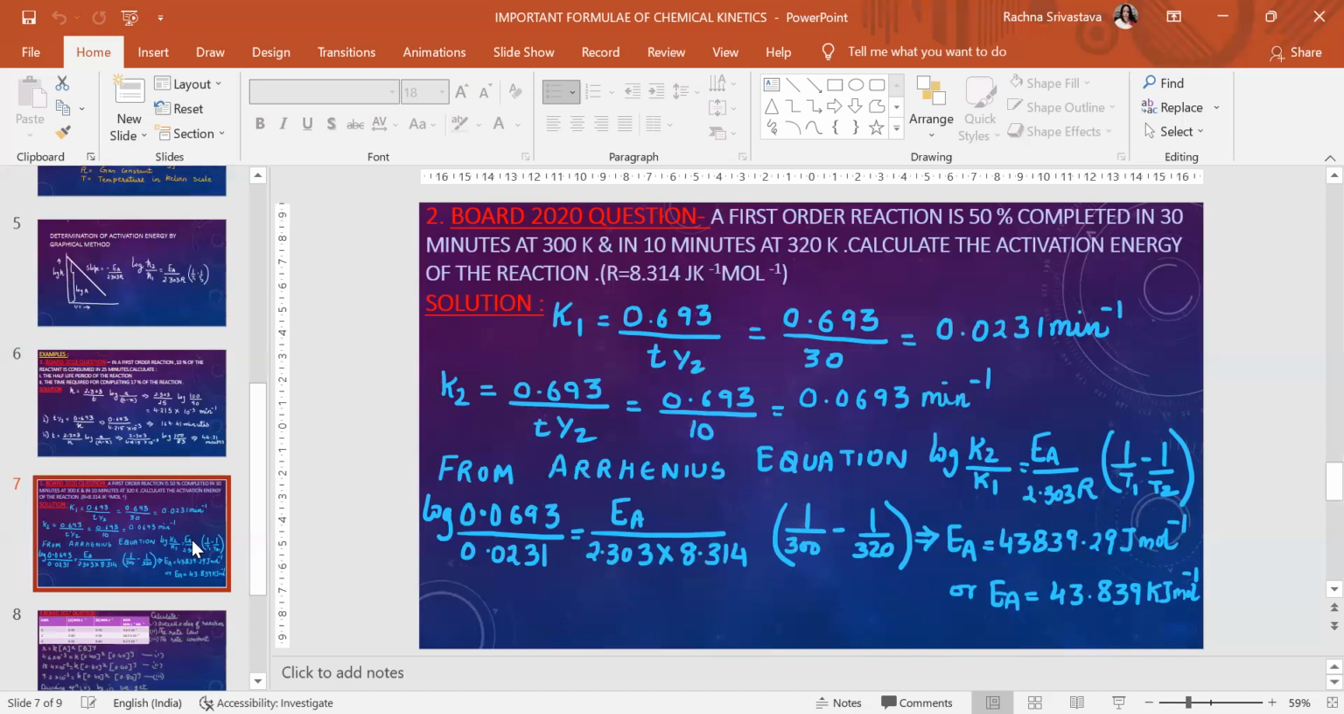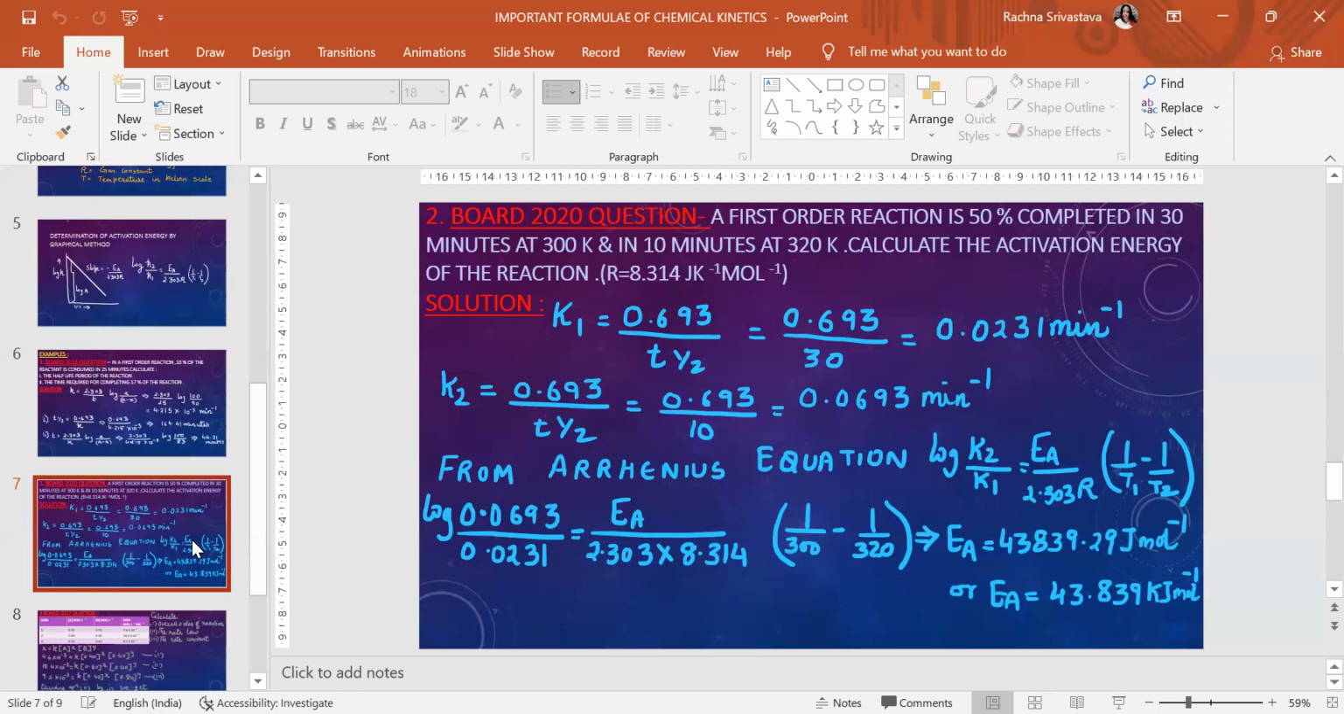Similarly, you will calculate K2 and then you will use the Arrhenius equation, which says log K2 upon K1 is equal to EA divided by 2.303 R into 1 upon T1 minus 1 upon T2. Because it is a first order reaction which is 50% completed, that is why we have used the formula K is equal to 0.693 divided by T half to calculate the respective values of K.